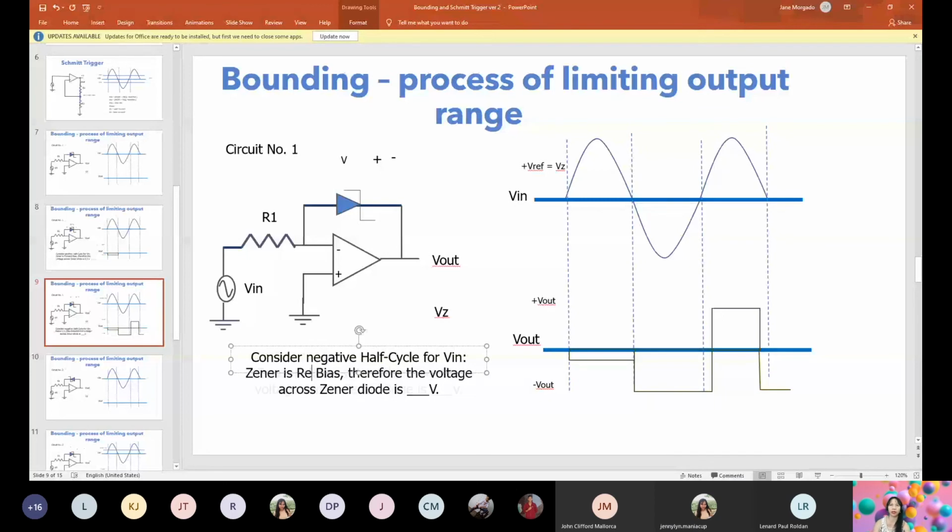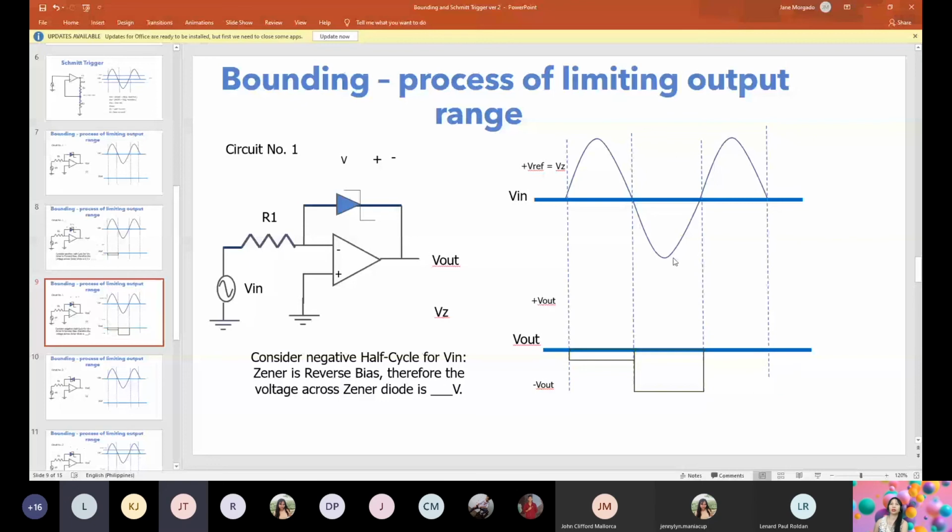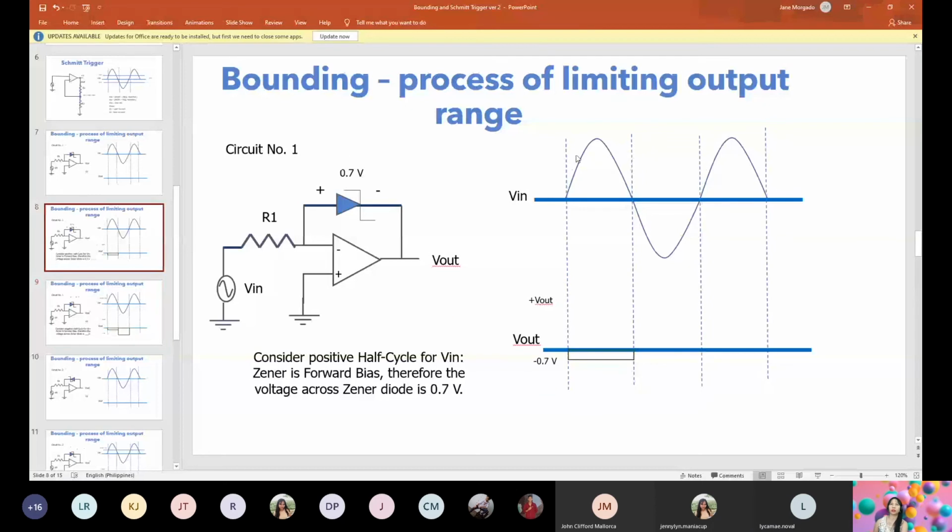When we say reverse bias, what does reverse bias mean? It is the opposite. The anode is connected to the negative, and the cathode to the positive. Positive to negative, negative to positive. Forward bias is the other way around, so this is a forward bias.